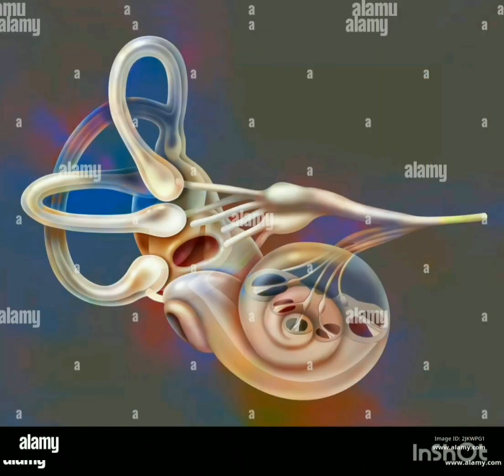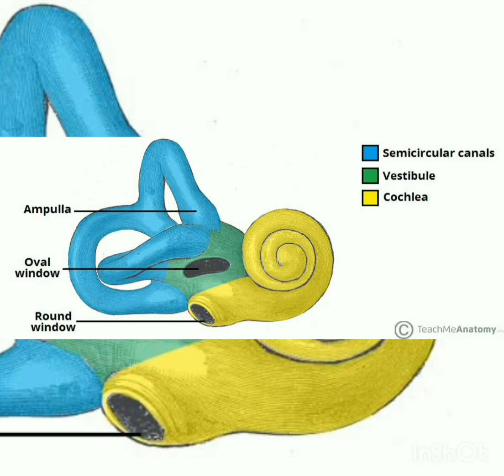And the bony labyrinth consists of what is called the vestibule, the cochlea, and the semicircular canal. So the vestibule is the one that contains what we call the oval and the round window walls. So the round window and the oval window are attached to the vestibule.